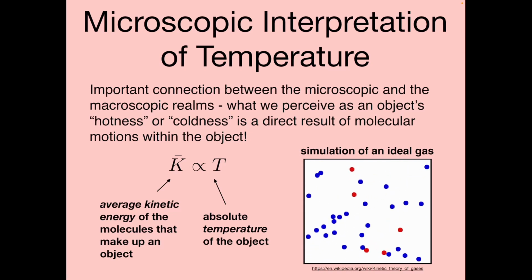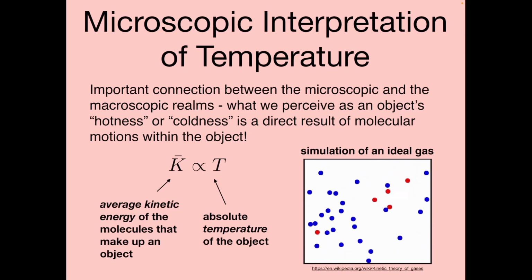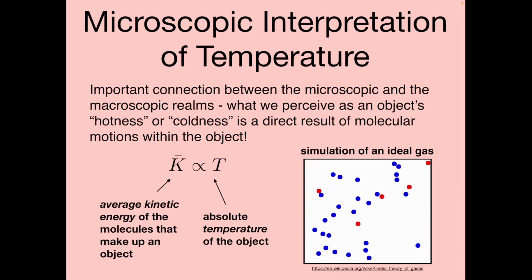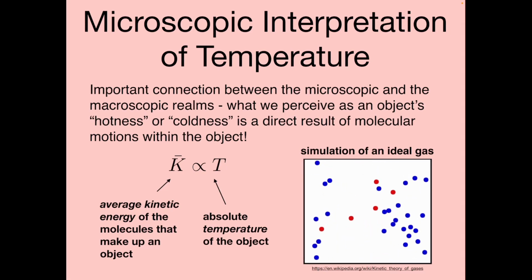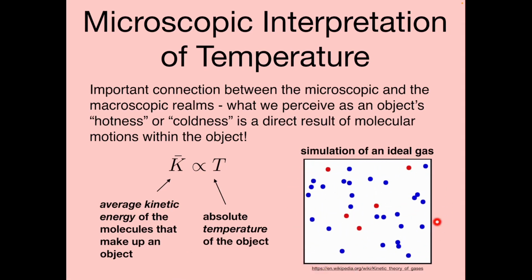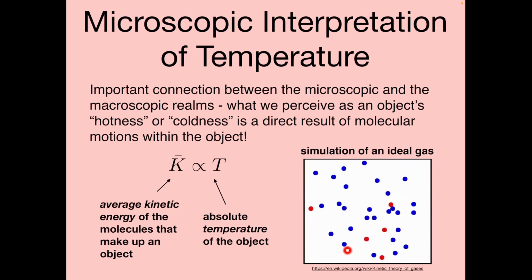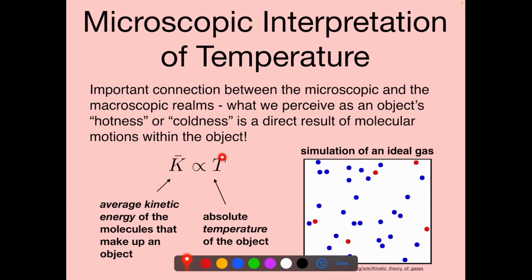And if I were to track the motion of any one of those molecules, it would look pretty complicated because it's constantly colliding with the walls of the container. It's constantly colliding with other molecules. But I can talk about the average kinetic energy of those molecules, and that would just be some number, okay? So that number is directly proportional to the temperature of the gas.